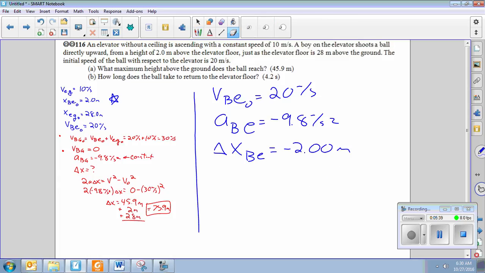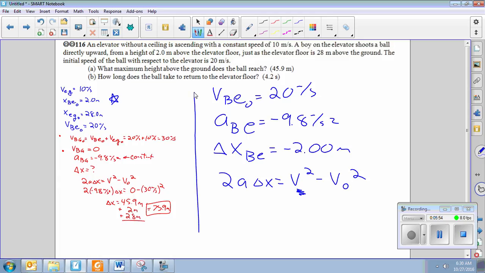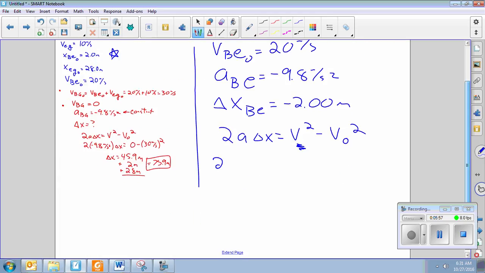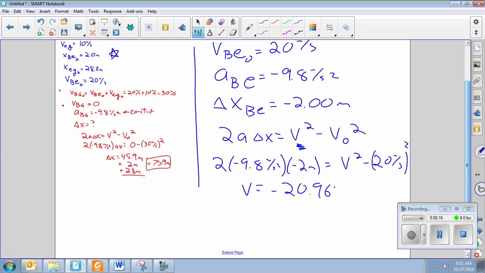I'm going to use that same equation I just used a minute ago. So 2 times the acceleration times the displacement is equal to v squared minus v naught squared. All of this is ball relative to the elevator. So I know everything here except for the velocity. So let's find the velocity the ball has when it hits the floor. I get 2 times negative 9.8 meters a second squared times negative 2 meters equals v squared minus 20 meters a second, squared. And solve that, and your velocity ends up being negative 20.96 meters a second.